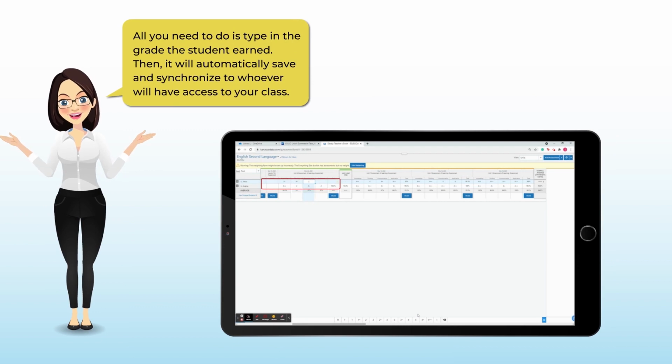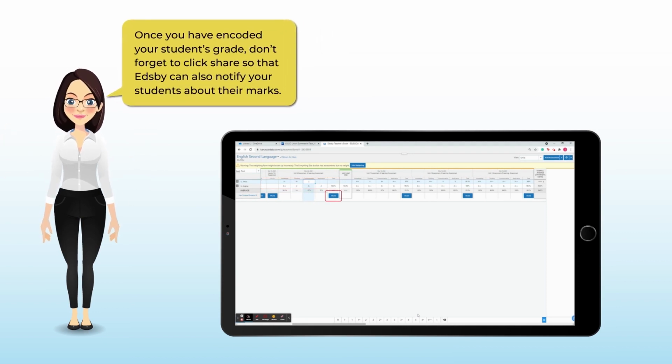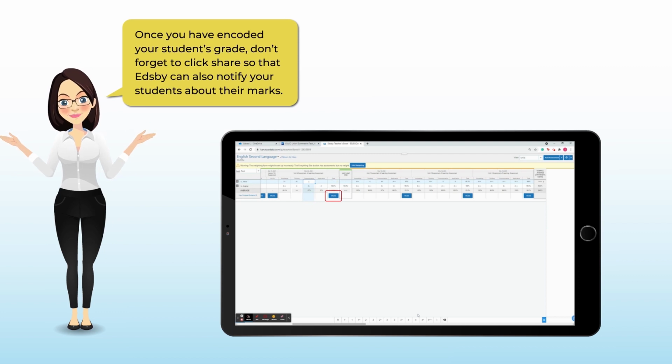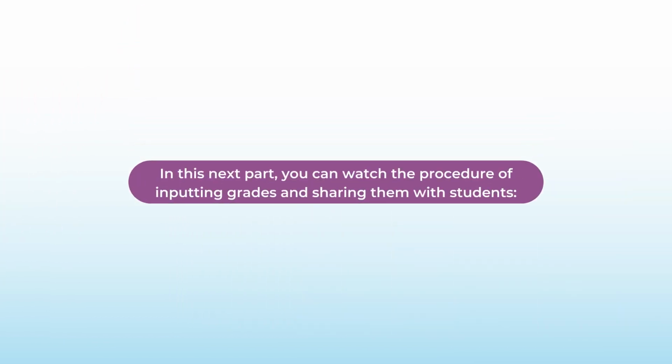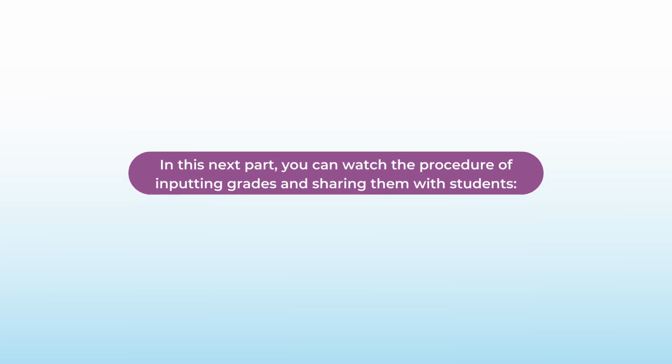All you need to do is type in the grade the student earned. Then it will automatically save and synchronize to whoever will have access to your class. Once you have encoded your student's grade, don't forget to click Share so that Edsby can also notify your students about their marks. In this next part, you can watch the procedure of inputting grades and sharing them with the students.